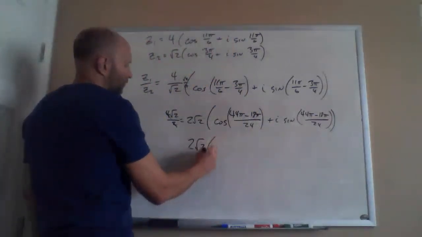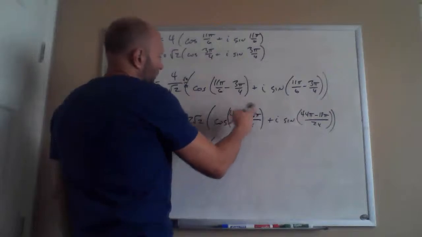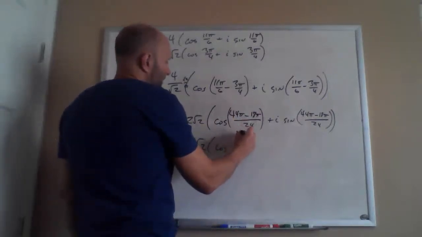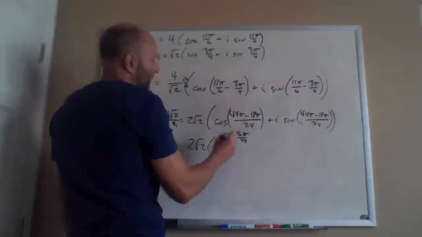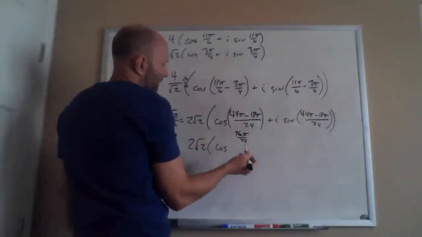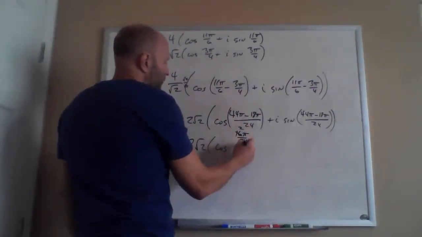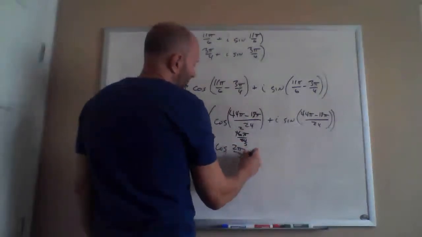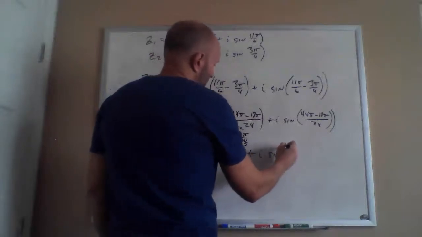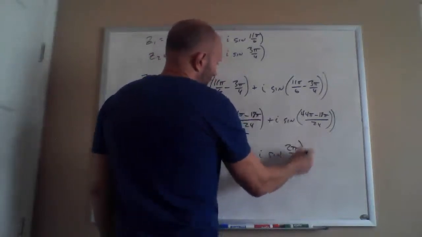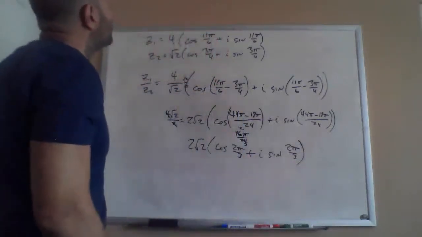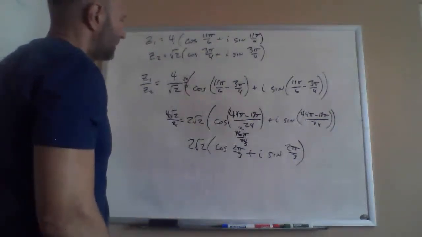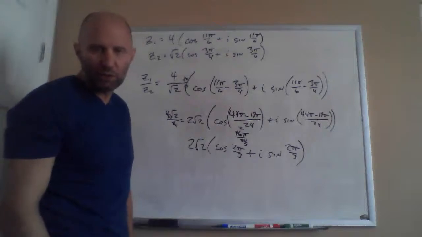So we get 2 root 2 cosine. 44 minus 18 is 16. So it's like 16 pi over 24. Divide everything by 8. You get 2 pi over 3. So cosine of 2 pi over 3 plus i sine 2 pi over 3. Okay. So that would be the ratio.